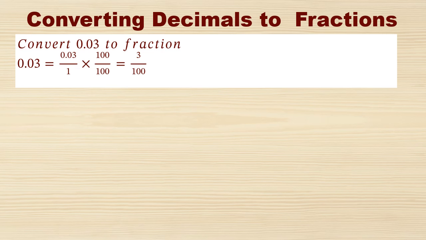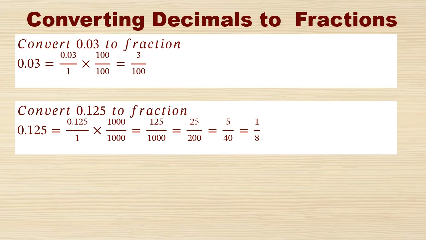100 divided by 100 is the same thing as 1. Multiplying any number by 1 is just the same as that number. When you multiply, I just want to eliminate the decimal point. So when you multiply 0.03 by 100, you are going to get 3. When you multiply 1 by 100, you are going to get 100. And since there is no number that can go into 3 and go into 100 without remainder, 3 over 100 is the answer.